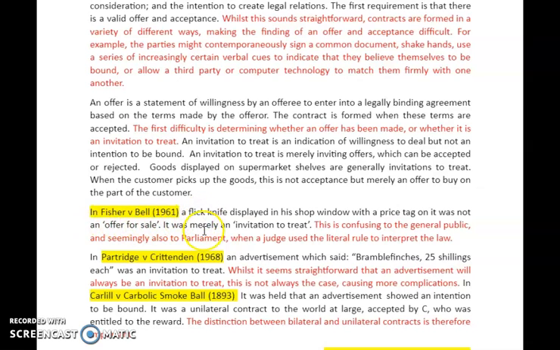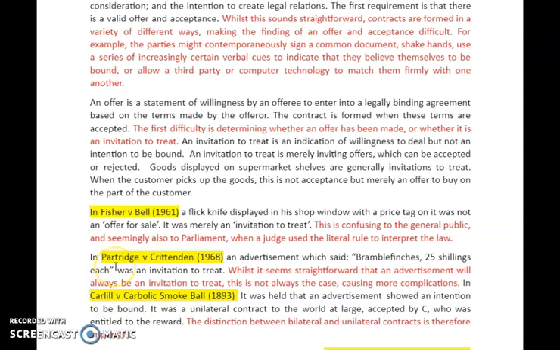And I've given the principle or the ratio from Fisher and Bell, that's in black because it's a fact, and then I've evaluated that case. So I've said that this is confusing to the general public because the general public would probably think that a price tag on an item is an offer and that's accepted when you pick it up.